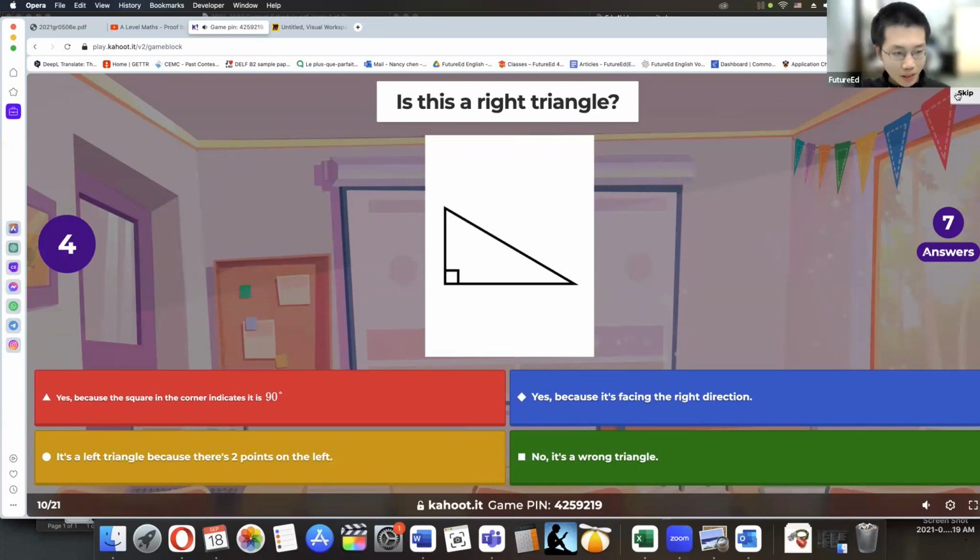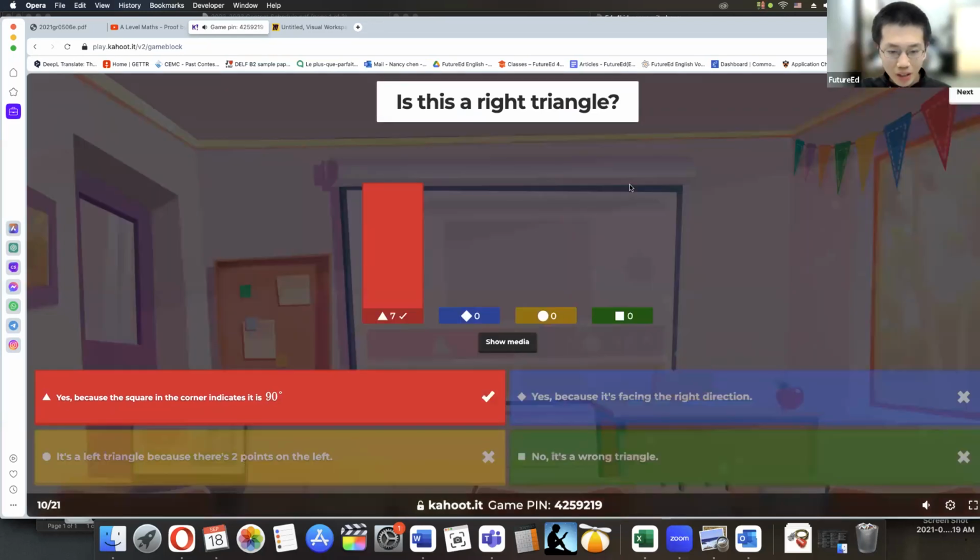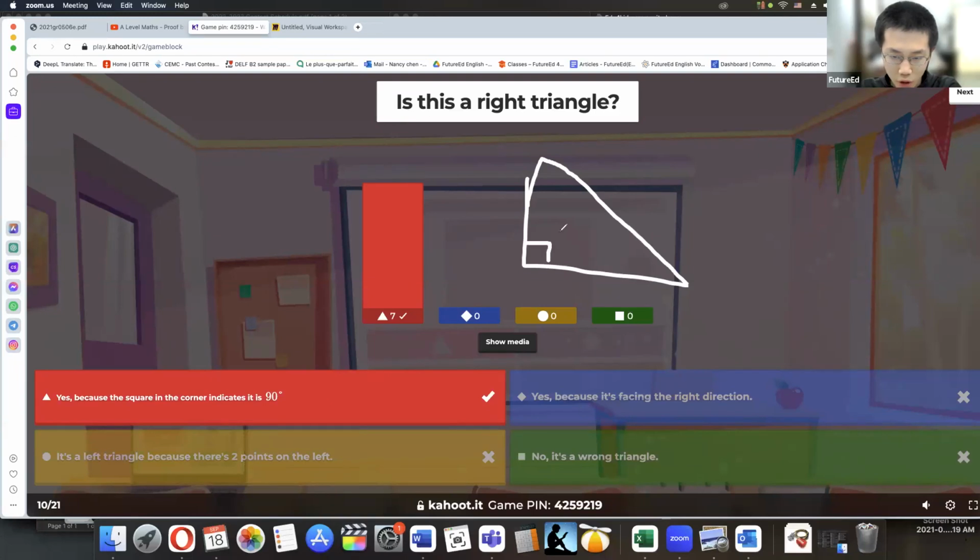You should be choosing pretty quickly. I believe everyone did get that right. It is a right triangle because if you looked at the picture properly, there is a square here that indicated it's a 90-degree angle, right? And the other answers, they're all messed up, really. They're just puns on the word right, but I'm pretty sure everyone here can identify what a right triangle is, so I'm not going to stay too long on it. Let's move on.